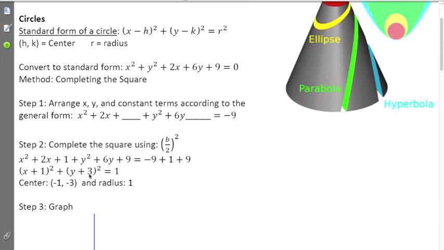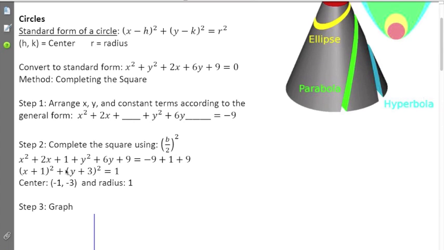Now, if you remember the trick to this, I don't really have to factor that because I already know what it's going to be. The term that goes in right after x is simply b over 2. Remember, before we halved 2 to get positive 1. And this time we halved positive 6 to get positive 3. And there I simplify the right-hand side of my equation to get 1. And so we end up having a circle with a center at (-1, -3), and a radius of 1.